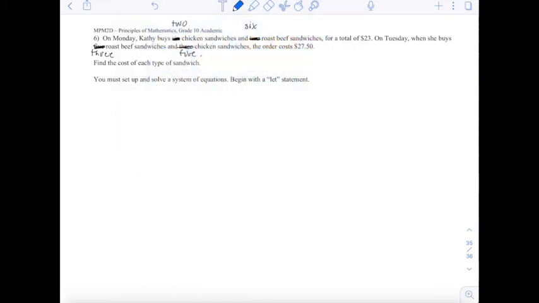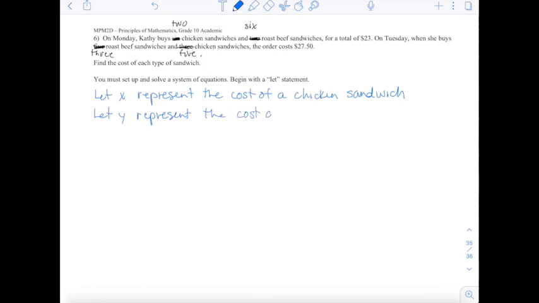Okay, so on Monday, Kathy buys 2 chicken sandwiches and 6 roast beef sandwiches for a total of $23. The next day, on Tuesday, when she buys 3 roast beef sandwiches and 5 chicken sandwiches, the order costs $27.50. So using this information, find the cost of each type of sandwich. So we are going to let X represent the cost of a chicken sandwich. And we're going to let Y represent the cost of a roast beef sandwich.